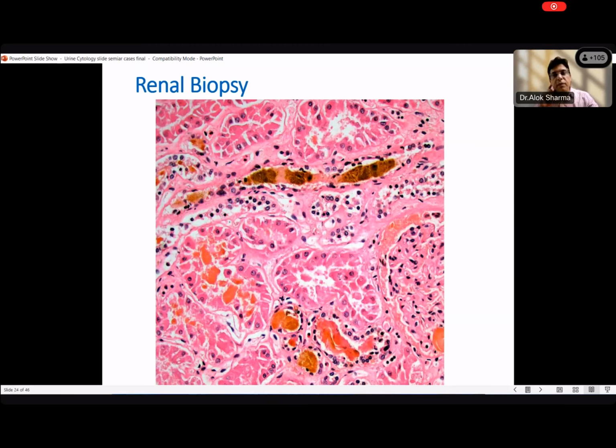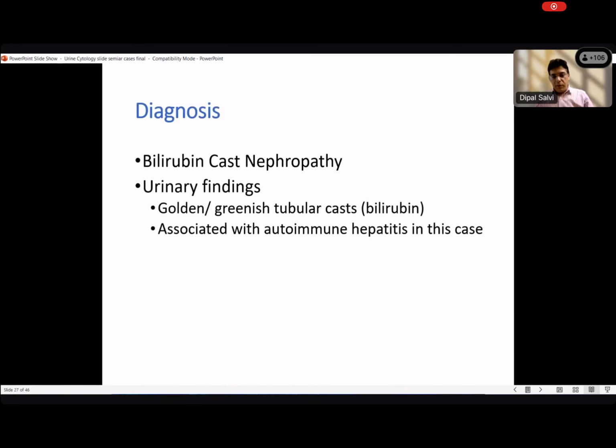So are you aware of any stain which can be used to detect these casts, to confirm the presence of bilirubin casts? Okay, fine. So it's very common. You must be doing it in your routine in earlier years of your training also. So the diagnosis is already made. Whenever you have bilirubin casts in the biopsy and you have a positive bilirubin stain, you get a bilirubin cast nephropathy.